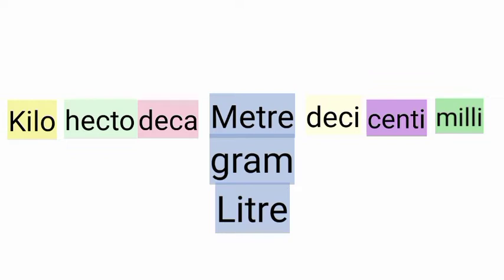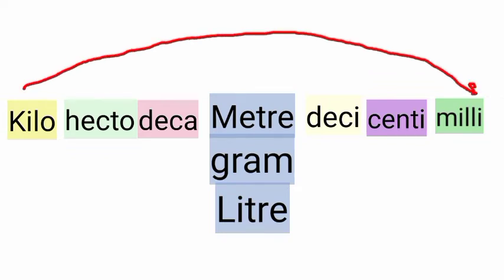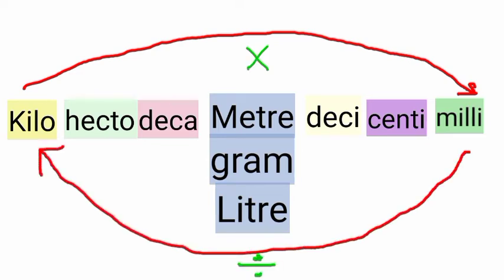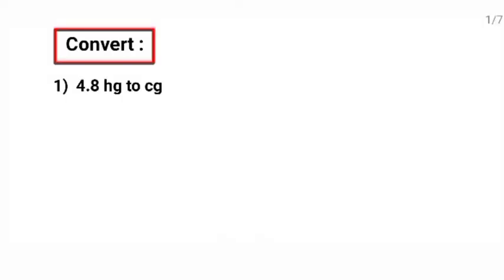If in this sequence we move in the forward direction, we will multiply, and in case of backward direction, we will divide. Now let's learn with some examples how you will use these mnemonics in the question. So let's start. In the first question they are asking to convert 4.8 hectogram to the centigram. To convert this hectogram into the centigram, you need to know the relation between them.